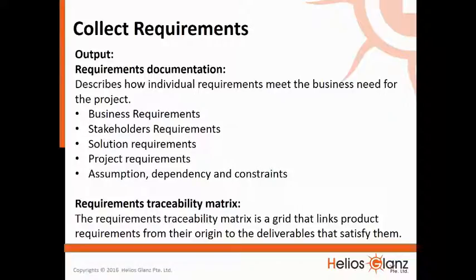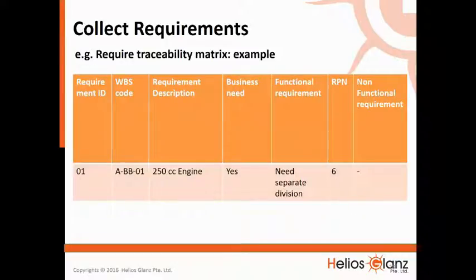Requirements traceability matrix. The requirements traceability matrix is a grid that links product requirements from their origin to the deliverables that satisfy them. Following is an example of a requirements traceability matrix.